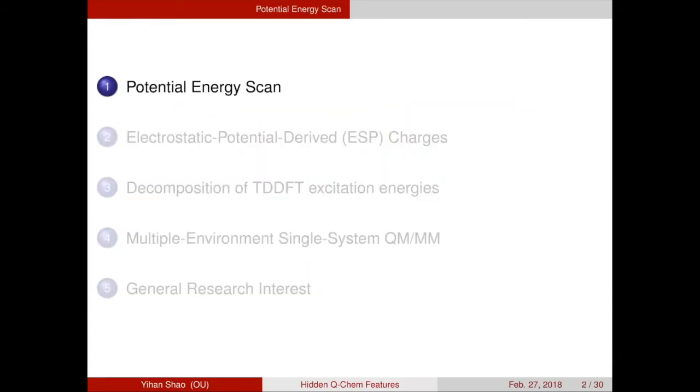The four features I will cover: the first one will be potential energy scan. The second one will be ESP charges. The third one will be decomposition of TDDFT excitation energies. And the fourth one will be multiple environment single system QM/MM. All features are available in Q-Chem 5.1. And I will end by telling you a bit about what exactly we are working on in my group. So let me start with potential energy scan.